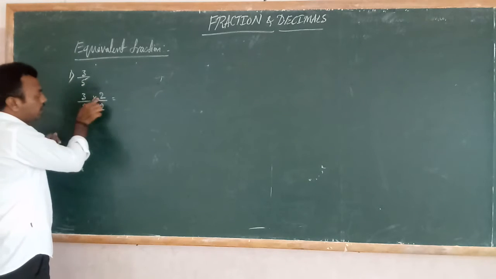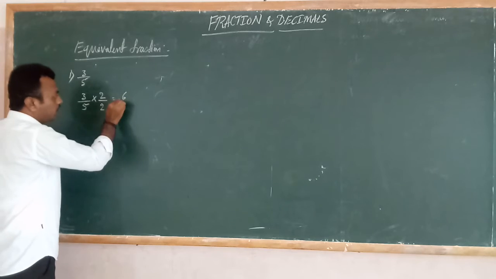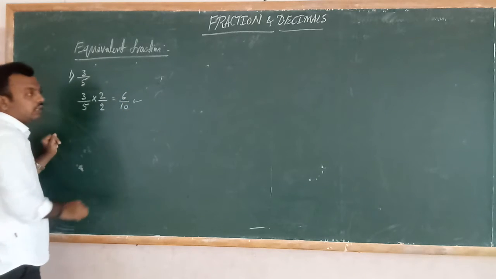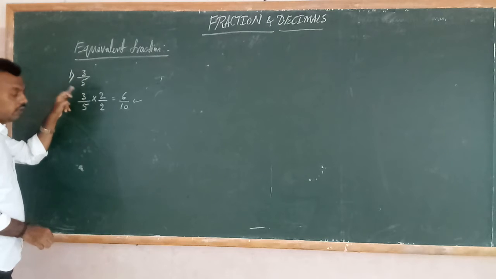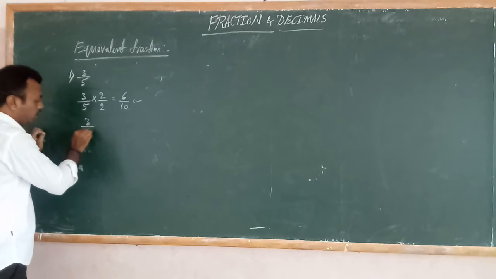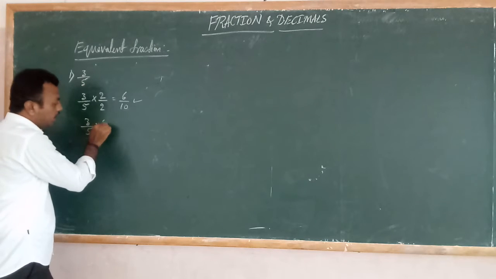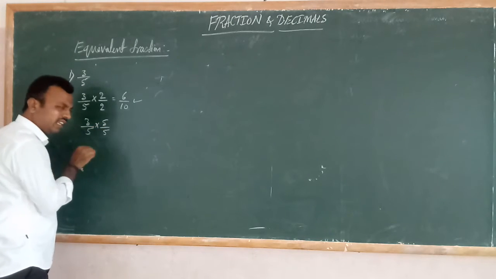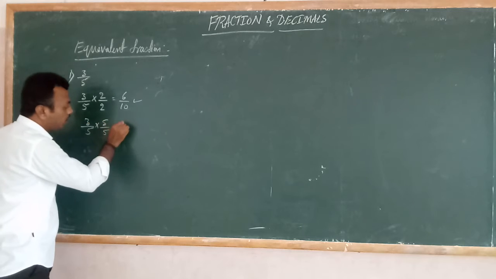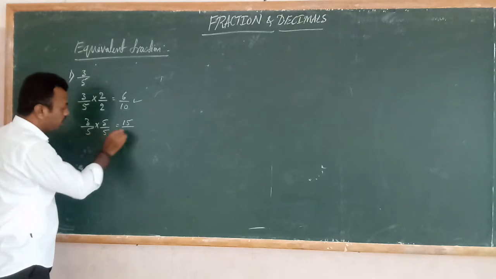Now multiply: 3 2s are 6, 5 2s are 10. 6 by 10 is an equivalent fraction of 3 by 5. Another one: 3 by 5, and this time I will take 5. 5 3s are how much? 15, and 5 5s are 25. So 15 by 25.